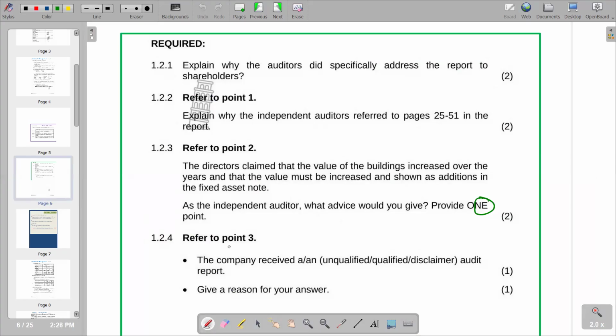Then we go to the next part of our question, which is: refer to point three. The company received an unqualified, qualified or disclaimer audit report; give a reason for your answer. So obviously we have to go back to point 3 and try to see the opinion that we have there. Does it qualify to be unqualified? Does it fall under qualified? Does it fall under disclaimer? So basically, that's what we have.